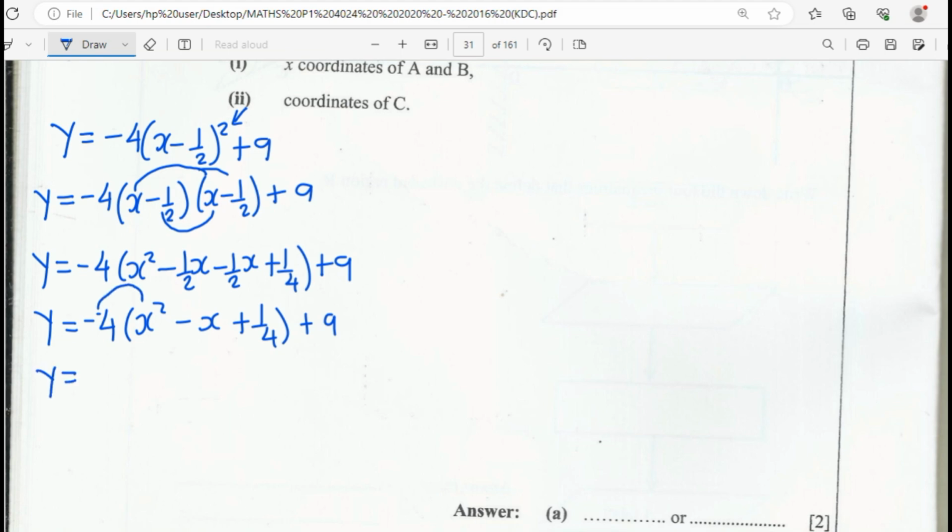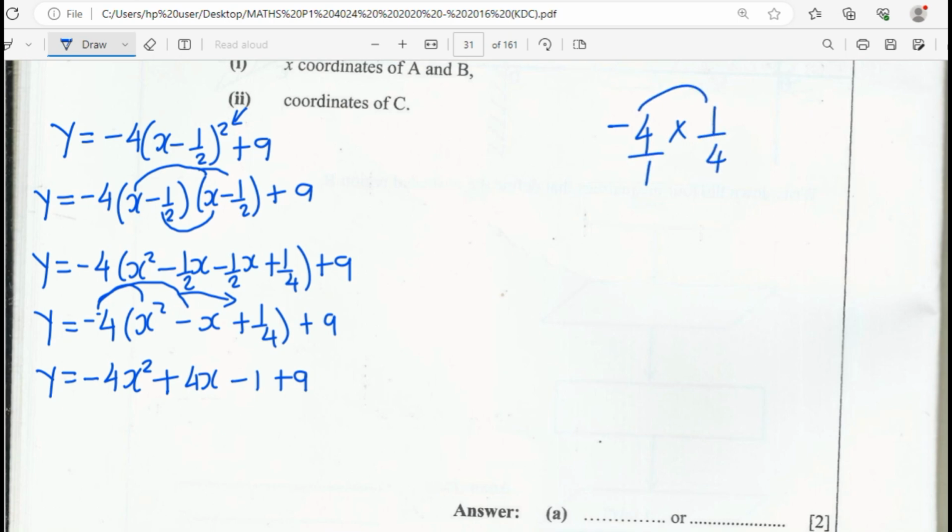Then after we are done, let's now expand. Negative 4 times x squared, we get negative 4x squared. Then negative 4 times negative x, we get positive 4x. Then negative 4 times positive 1 over 4, we just get 1 plus 9. How is that possible? It is like this: negative 4 over 1 times 1 over 4, so negative 4 times 1 is negative 4, and 1 times 4 is 4, and 4 into 4 is 1.